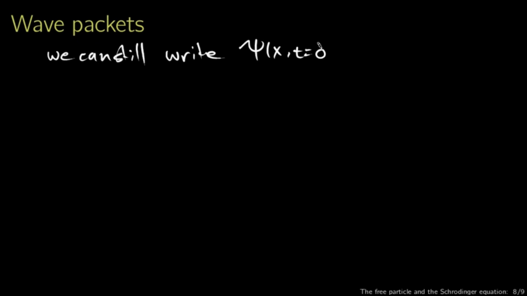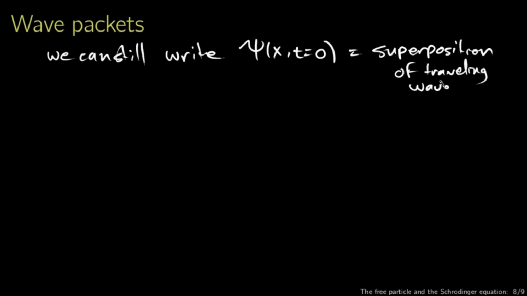Superposition of these traveling wave solutions can give what are called wave packets. The bottom line, we can still write psi of x, t equals 0 as a superposition of these traveling waves. We just have to be very careful about how we do the superposition.